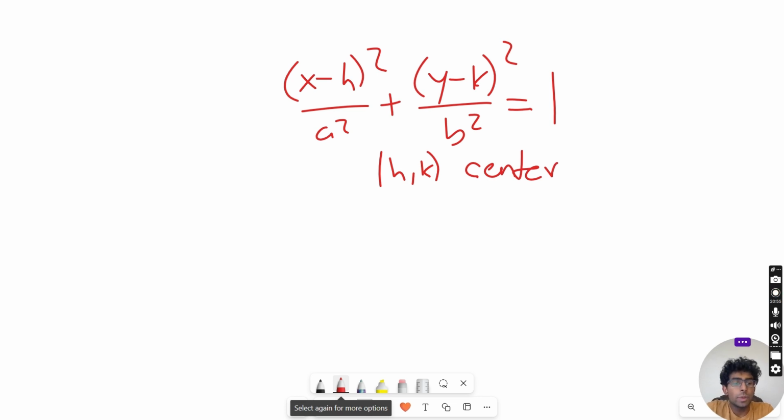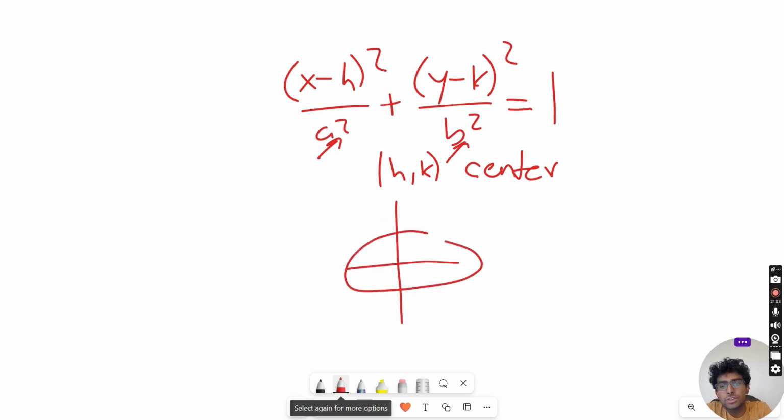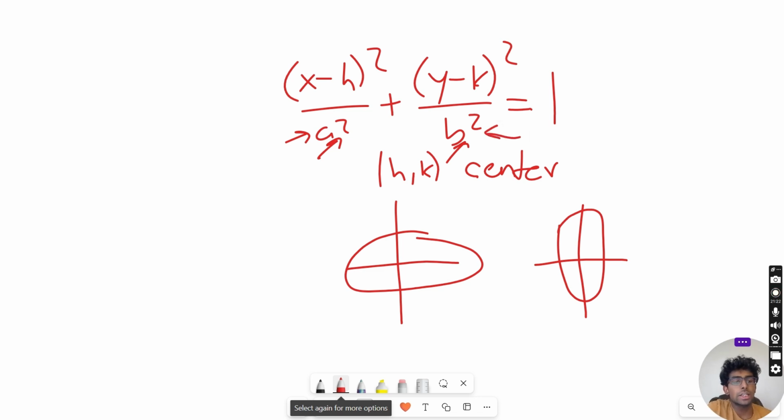But what separates this from a circle is this a squared and b squared in the bottom. So basically, if we have an ellipse that is longer horizontally than it is vertically, this means that our a squared term is bigger because it's more in the x direction. On the contrary, if we have one that's more vertical compared to horizontal, then our b squared is bigger because that shows that the ellipse is more vertical.